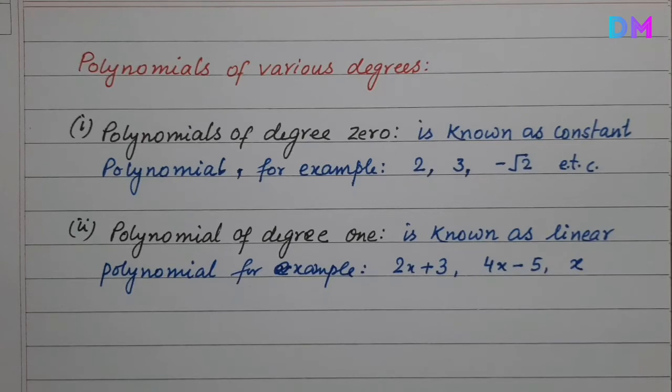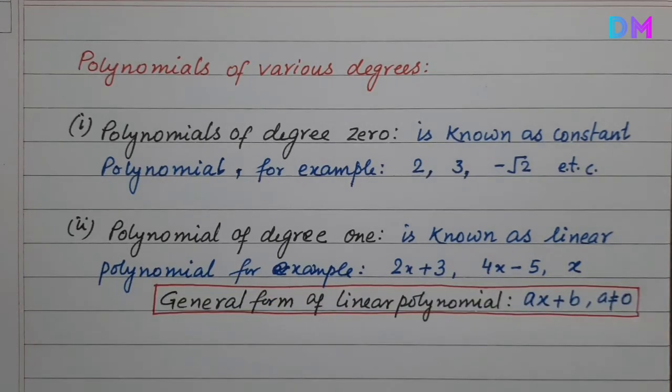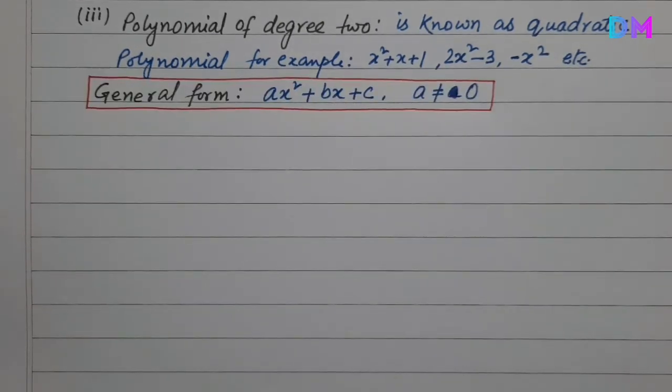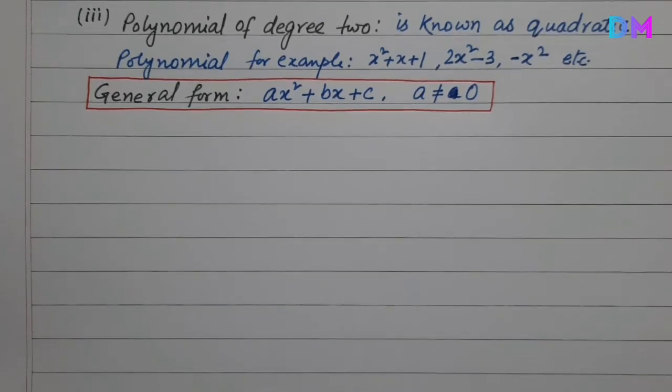Now the second one is a polynomial of degree 1, which is known as a linear polynomial. For example, 2x plus 3, 4x minus 5, x, etc. The general form of a linear polynomial is ax plus b. Here a should not be equal to 0. Now the third one is a polynomial of degree 2, which is known as a quadratic polynomial. For example, x square plus x plus 1, 2x square minus 3, minus x square, etc. The general form of a quadratic polynomial is ax square plus bx plus c. Here a should not be equal to 0.